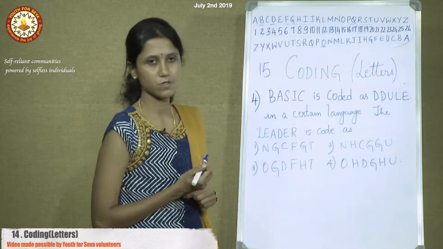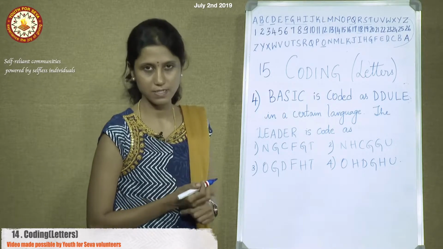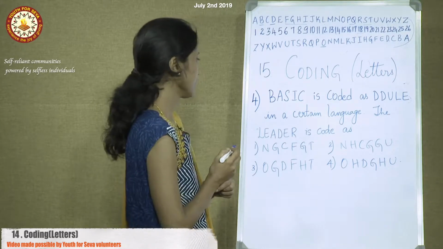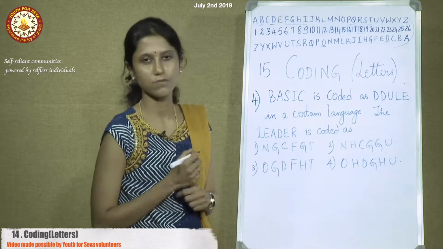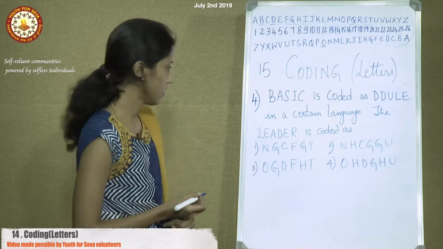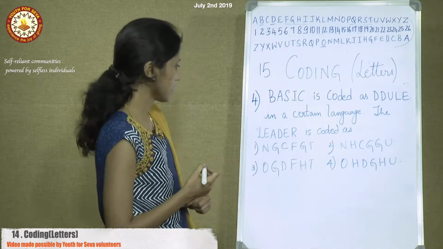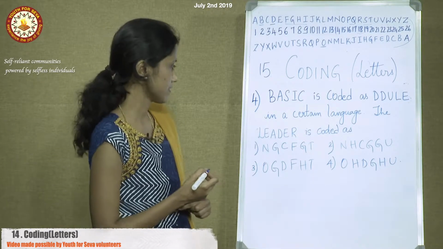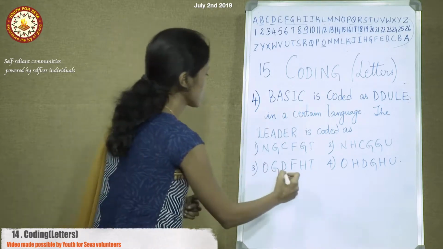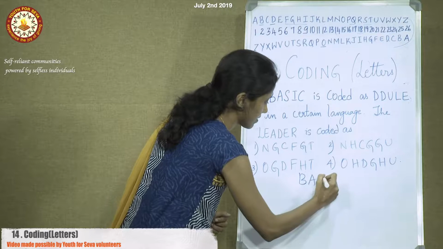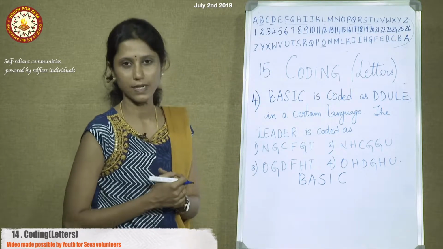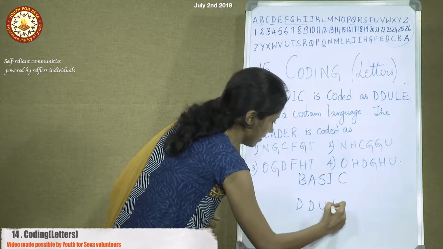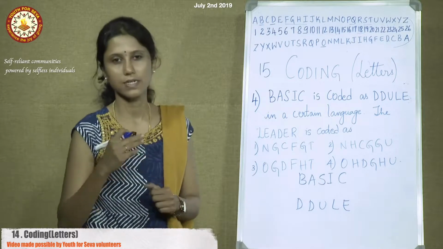So let us discuss the fourth question now. BASIC is coded as DDULE in a certain language. The leader is coded as. So we have to follow the same principle of coding now. So the options are given: NGC, FGT, NHC, GGU, OGD, FHT and OHD, GHU. So first let me try to establish the coding with respect to the word basic. So basic, it is coded as what? DDULE. So if I observe this coding, actually nothing comes to our mind.